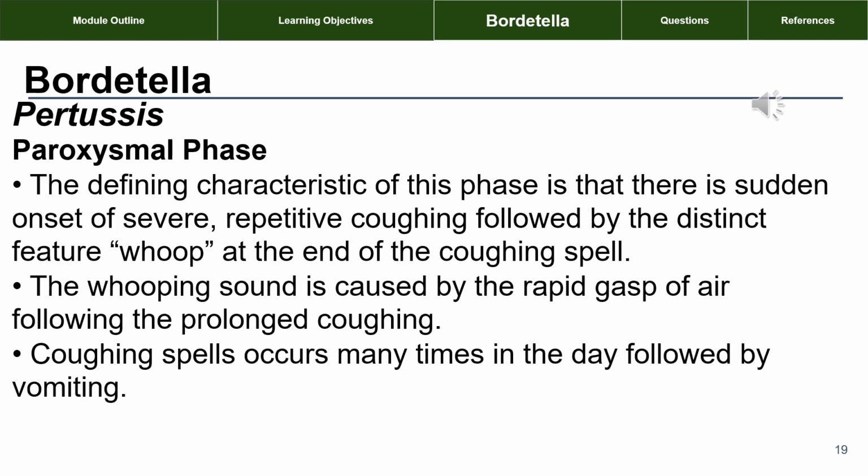The next phase, we have your paroxysmal phase. So the defining characteristic of this phase is that there is sudden onset of severe repetitive coughing followed by the distinct feature, which is a whoop at the end of the coughing spell. So unlike the catarrhal phase, which is non-specific and very general, like sneezing and mild cough, in here there is this distinct characterization, which is your repetitive coughing with a whoop at the end of the coughing spell. So the whooping sound is caused by the rapid gasp of air following the prolonged coughing.